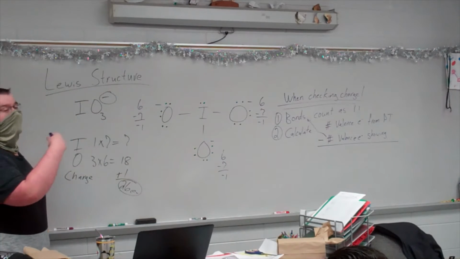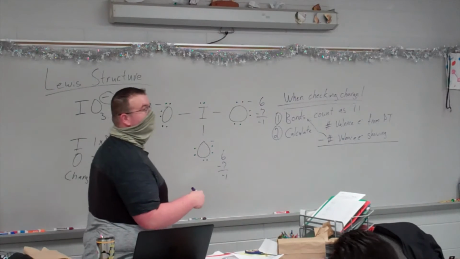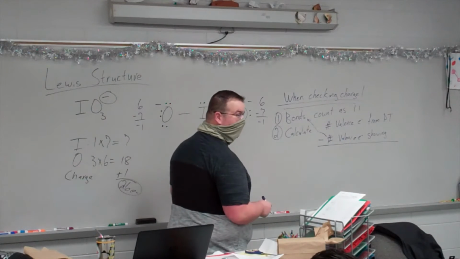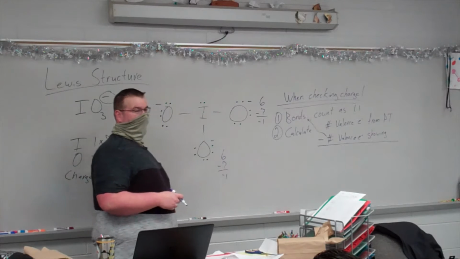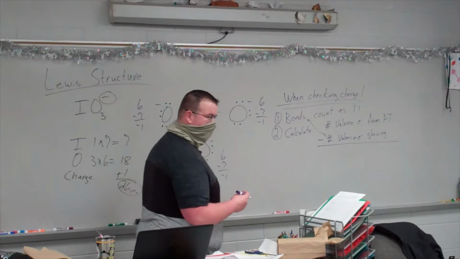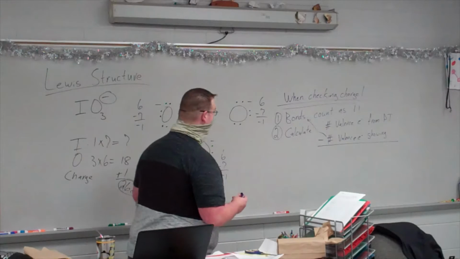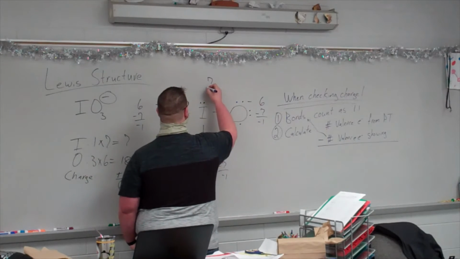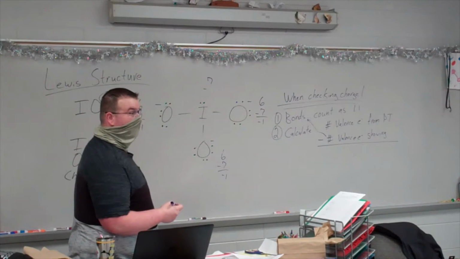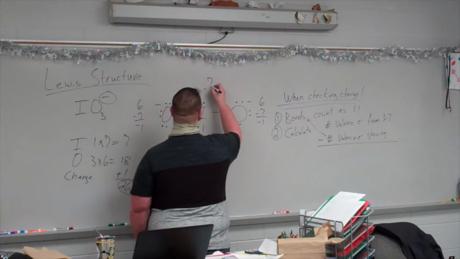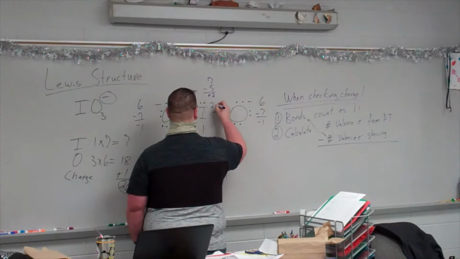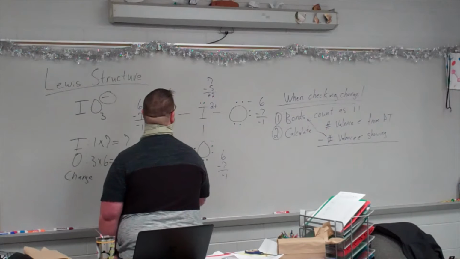Then go to iodine. This is where it'll change for you. Look at iodine. What number comes first? 7. Why do you get 7? Because iodine's in the 17th column. So it's 7 minus what you're showing. 5. Which is positive 2.